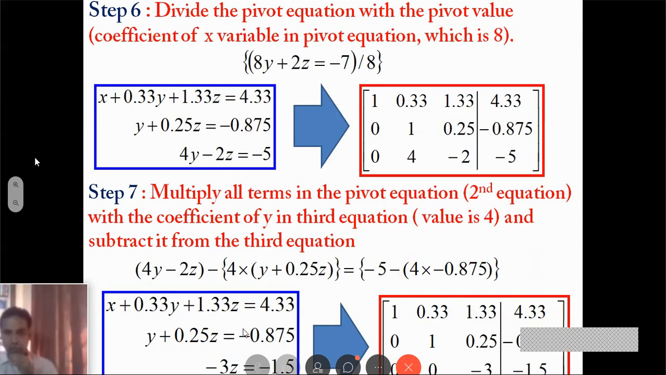You get x plus 0.33y plus 1.33z equals 0.33. This is the next equation. And finally, the transformed equation is this. You can see it's an upper triangular matrix. You look at the matrix and get what is called an upper triangular matrix. It's very easy for you to get the solution.